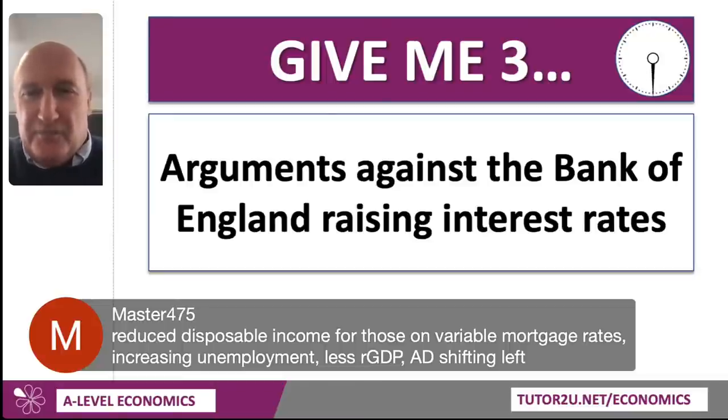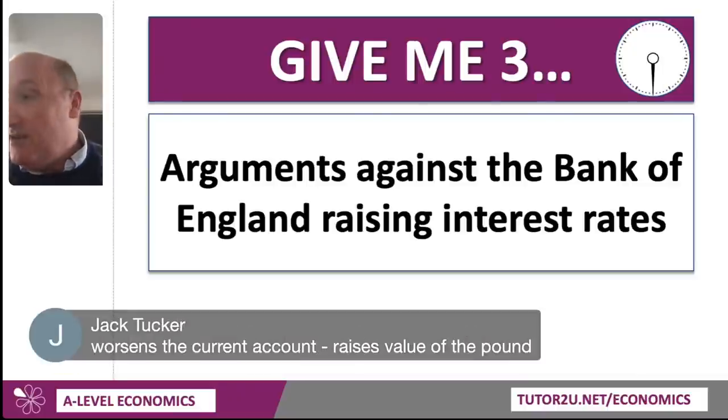Is like being in one of those macroeconomic masterclasses where I'm the student and you're the teacher. This is remarkable. Some great answers coming through. Here's Master for 7475: reduced disposable income for those on variable mortgage rates, increasing unemployment, less real GDP, AD shifting to the left. Some great answers.